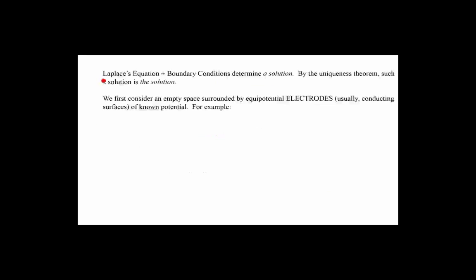So if we solve Laplace's equation just by itself, we end up getting arbitrary constants, which we don't really know. To find those, we have to have something like boundary conditions, and the two together determine a solution. There's a uniqueness theorem for Laplace's equation, and it says that if you find a solution, then it is the solution. This uniqueness often helps us find the solution we want.